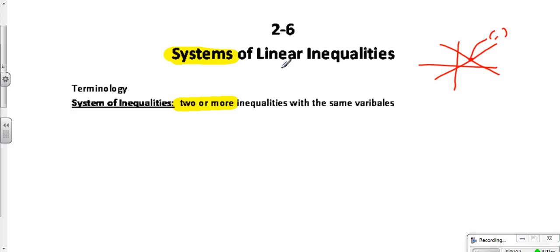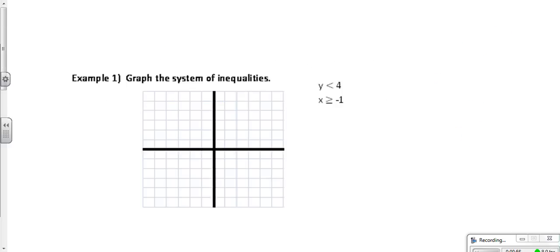When we have a system of linear inequalities, now we're talking about graphing two linear inequalities. Sometimes they'll be dotted, sometimes they'll be solid, and we have shading. And where their shading overlaps is where your solution region will be. So let's take a look at an example here to see what that means.